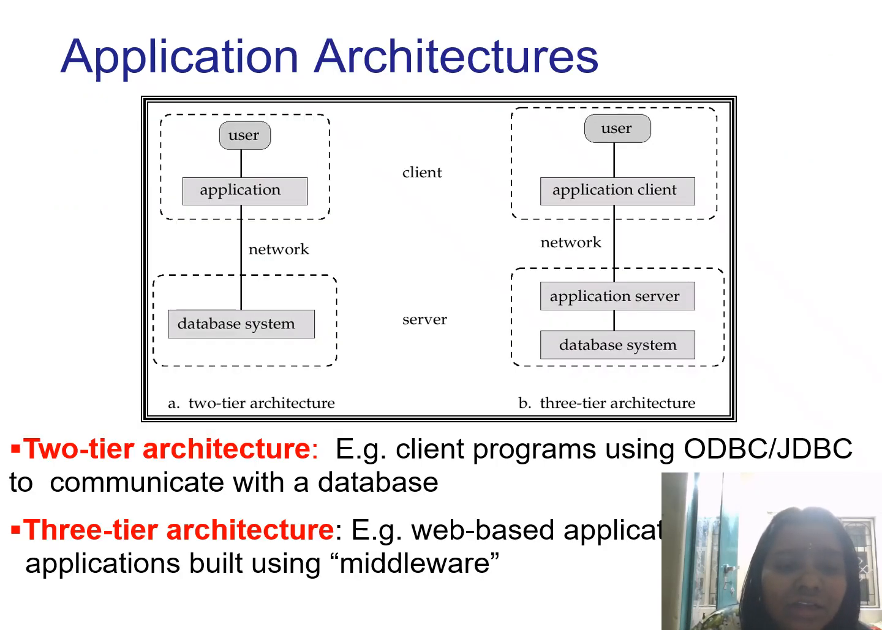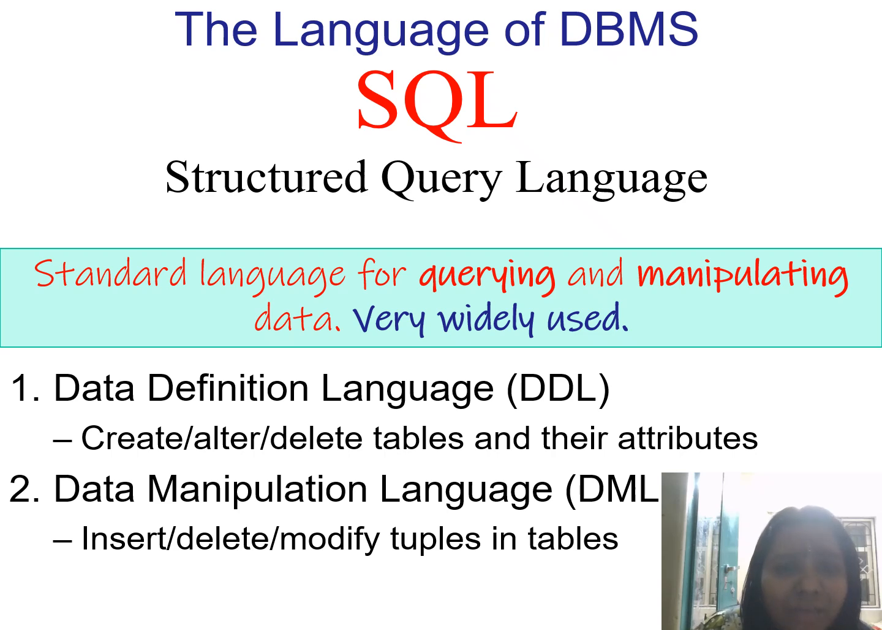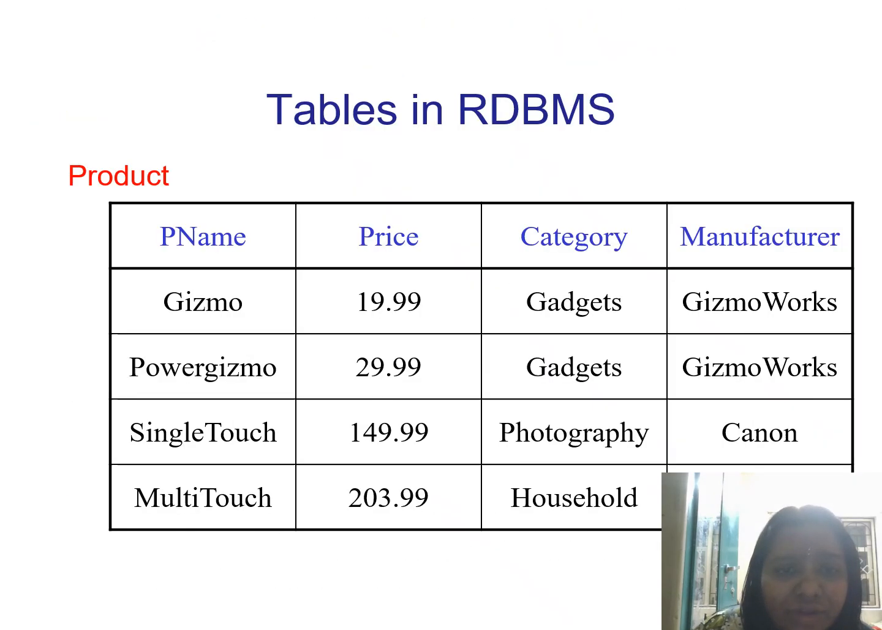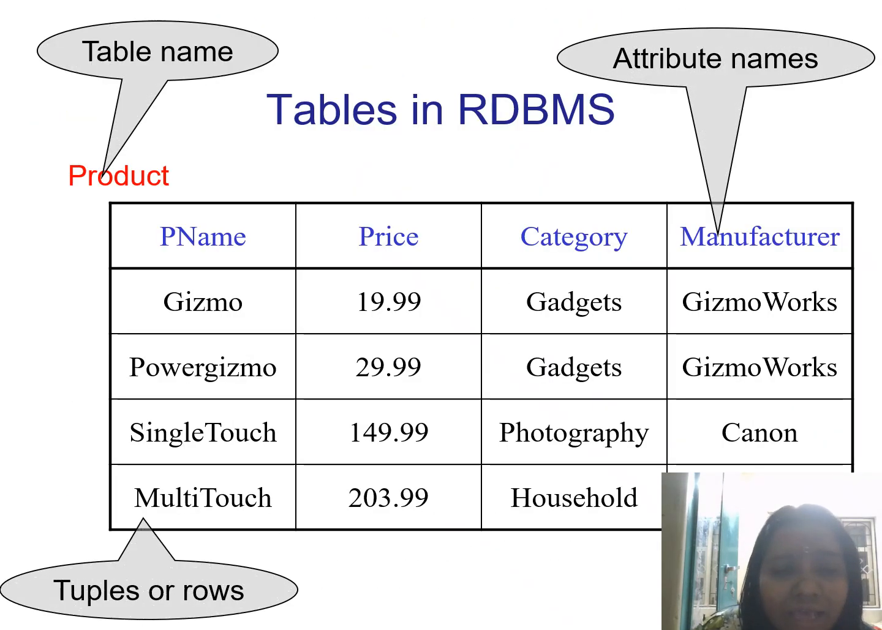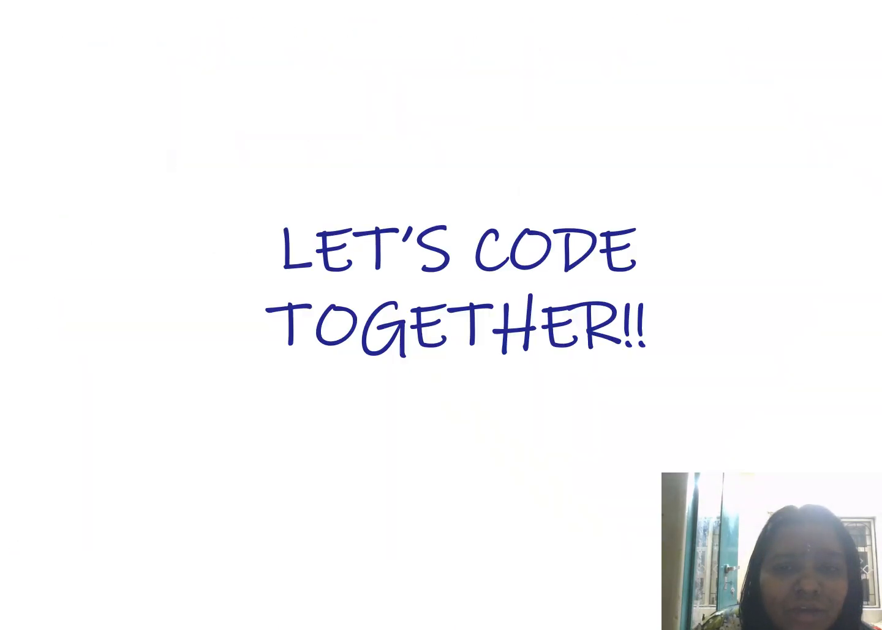Two-tier architecture and three-tier architecture: client programs use ODBC and JDBC to communicate with the database, with web-based applications using middleware. So this is an example that allows multiple access to a database in an SQL environment. The language of the DBMS, structured query language, is defined here, along with tables. The data types are also defined here.